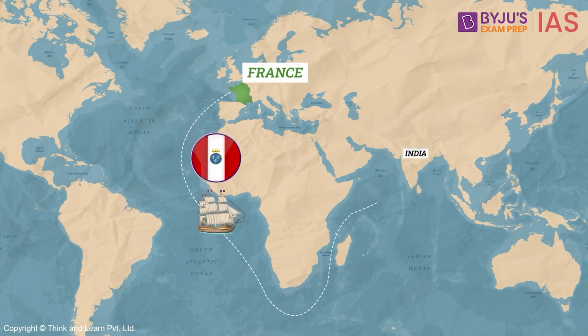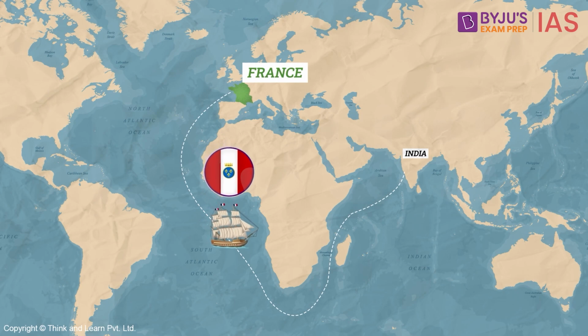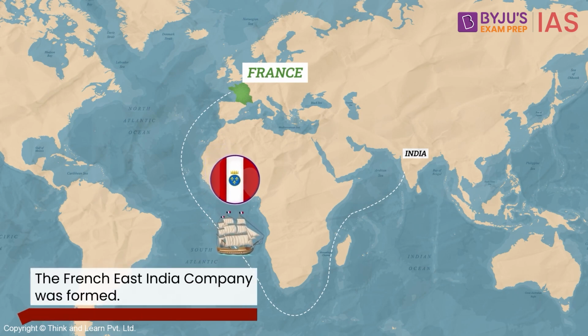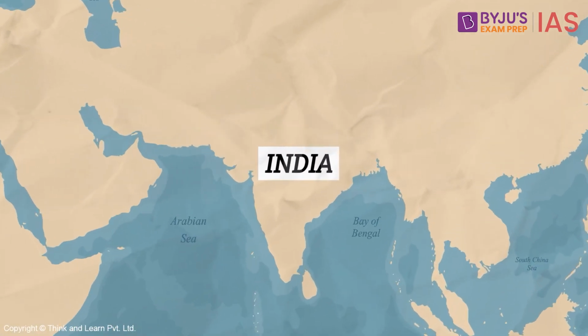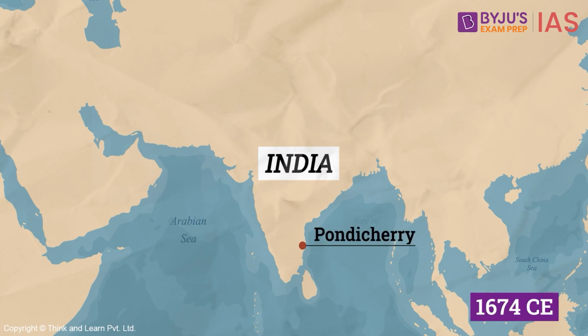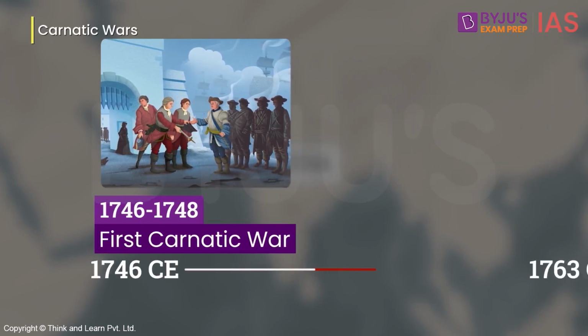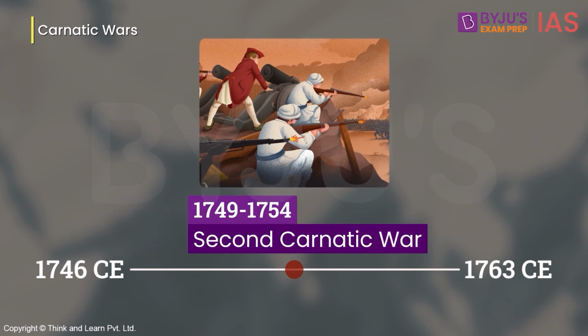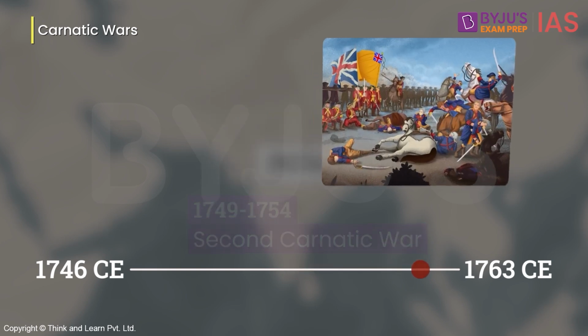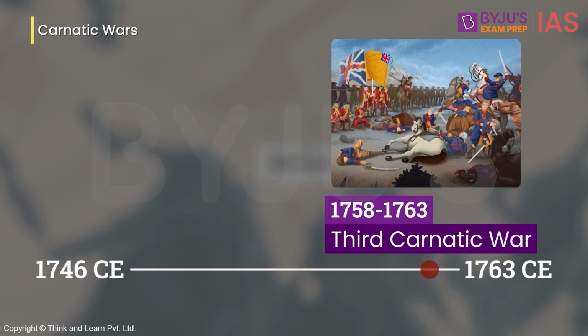The last of the Europeans to come to India were the French. The French created the French East India Company in 1664. One of the prominent contributions of the French was the development of Pondicherry in 1674. The French expansionist policy in India was challenged by the English. These traditional rivals fought with each other in the three Carnatic Wars to establish supremacy in the Indian subcontinent.